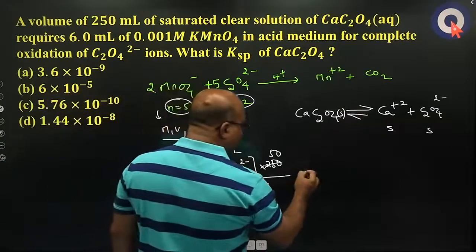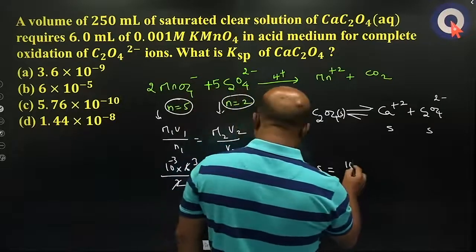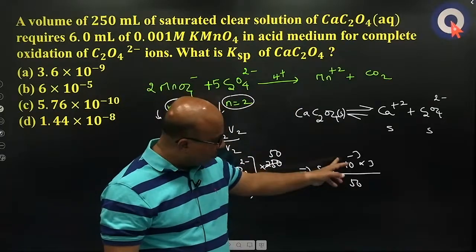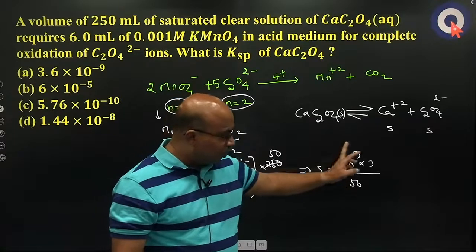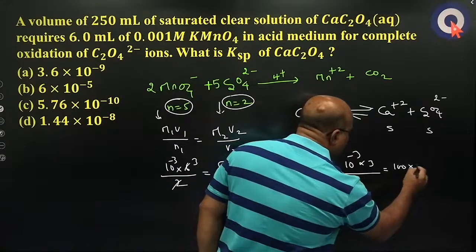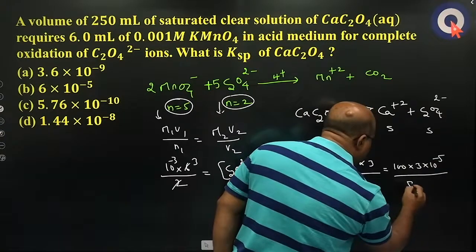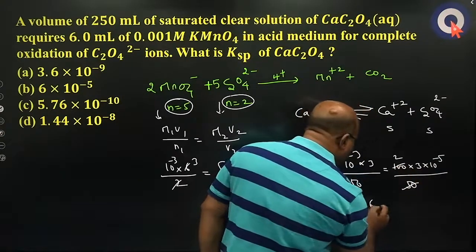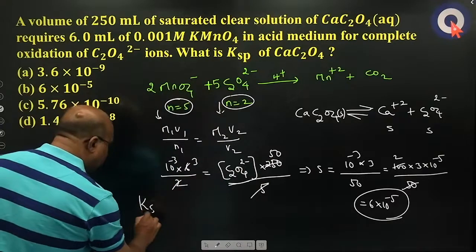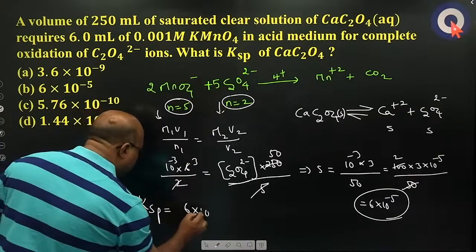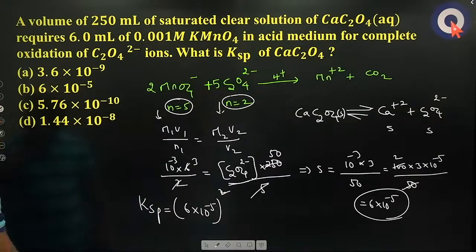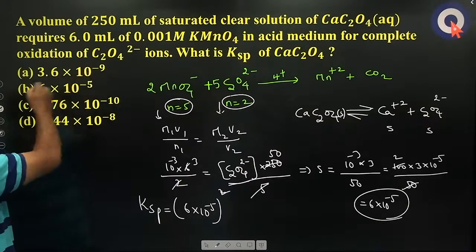So the oxalate ion concentration, or S value, is 10 to the power of -3 into 3 by 50. Means you can take 100 in this case, adding 10 to the power of -2 and 10 to the power of 2. So I can write it as 100 into 3 into 10 to the power of -5 by 50. So it becomes 2, so it's 6 into 10 to the power of -5. That is S. So what is Ksp? Ksp is nothing but S square, that is 6 into 10 to the power of -5 whole square. So that comes out to 36 into 10 to the power of -10. As the given values are 3.6, this is our option.